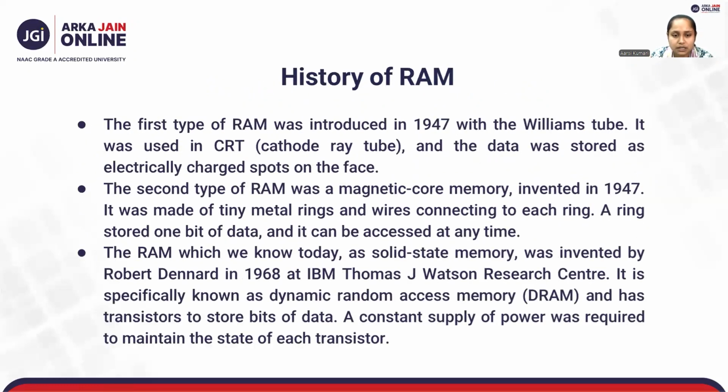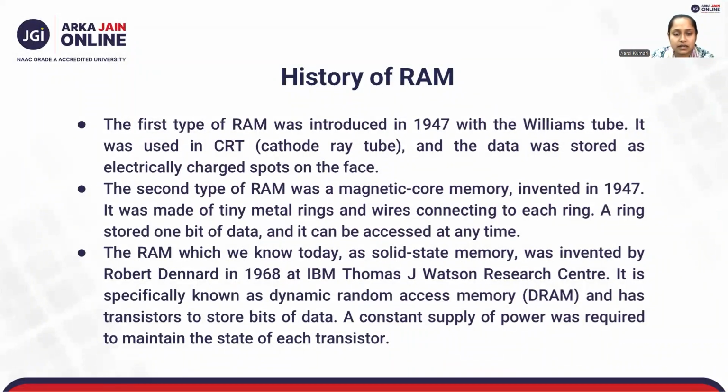History of RAM. The first type of RAM was introduced in 1947 with the Williams tube. It was used in CRT, cathode ray tube, and the data was stored as an electrically charged spot on the face. The second type of RAM was magnetic core memory, invented in 1947. It was made up of tiny metal rings and wire connecting to each ring. A ring stored 1 bit of data and it could be accessed at any time.